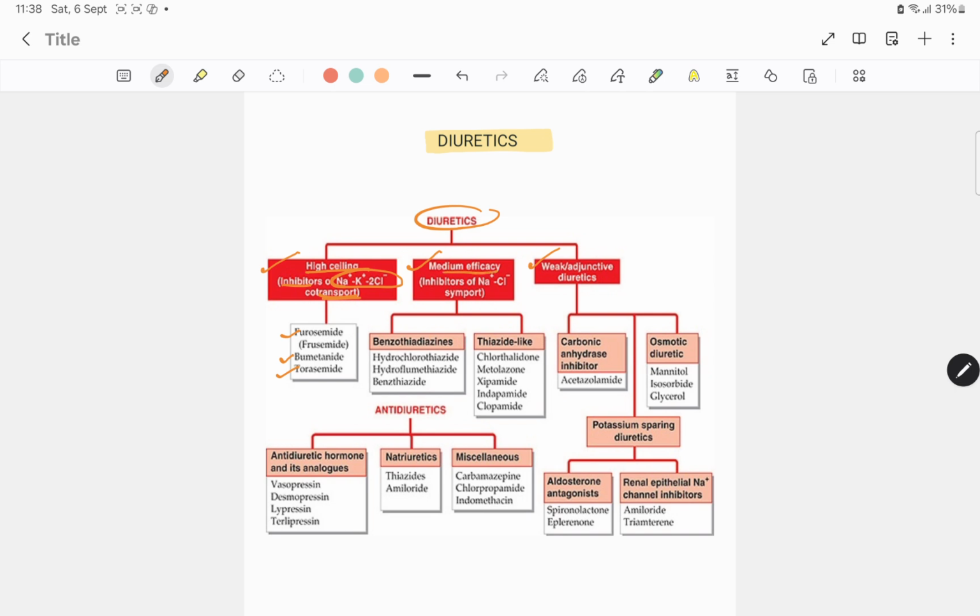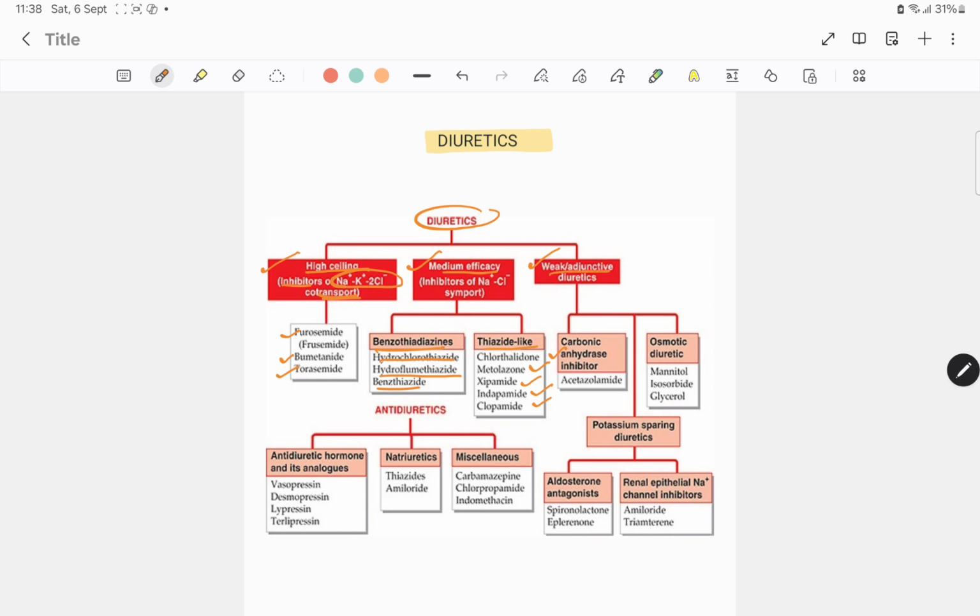Under the medium efficacy diuretics, there are two groups: benzothiadiazines and thiazide-like diuretics. Under the benzothiadiazines, the drugs that come are hydrochlorothiazide, hydroflumethiazide, and benzthiazide. Under thiazide-like diuretics, the drugs that come are chlorthalidone, metolazone, xipamide, indapamide, and clopamide.